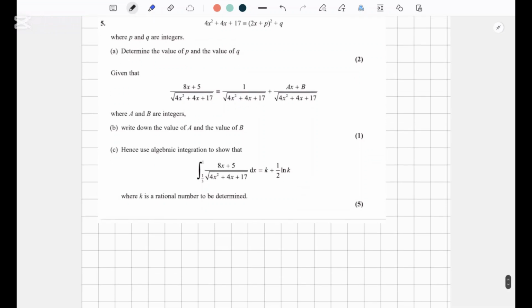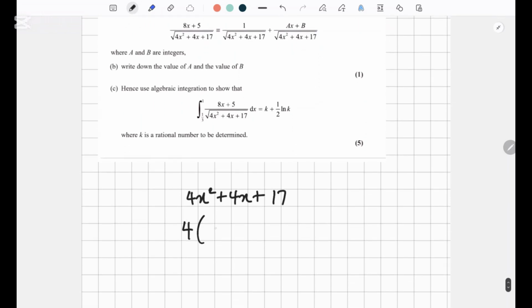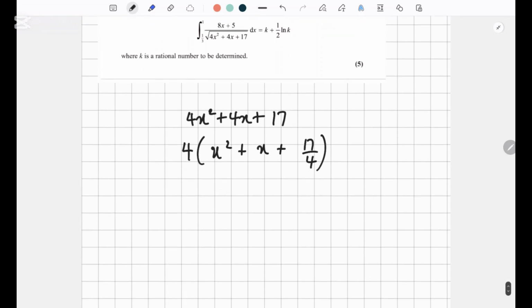So what you can do is write 4x squared plus 4x plus 17. Your first step should be to take 4 out, so you end up with x squared plus x plus 17 over 4. When you do completing the square, keep 4 outside and focus on what you have inside the brackets.